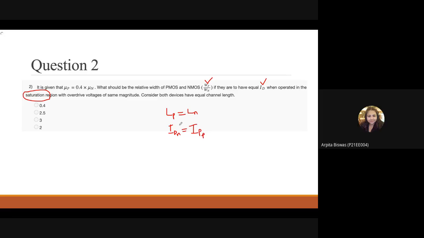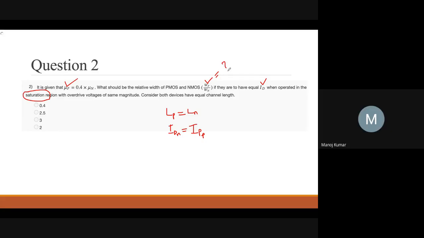So these two conditions are given here. Now tell me how to calculate. Others also. These two conditions are given, and another condition, mu p equal to 0.4 into mu n. What should be the relative weight of the PMOS and NMOS, WP by WN? You have to find out this answer. Ma'am, can I say that? No, wait for others also. I know you can. Okay. So, other students, how to calculate it? Manoj?